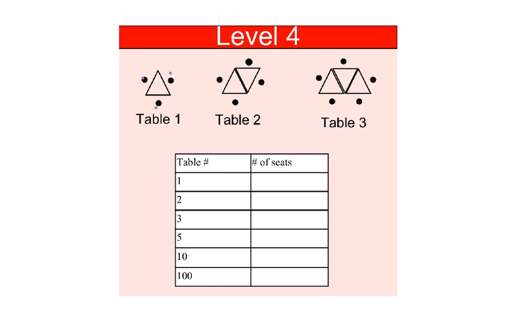So how many are there? There are 3. Table number 2, how many dots? 1, 2, 3, 4. So I'm going to put in a 4. Table number 3, 1, 2, 3, 4, 5. So here we go, 5.